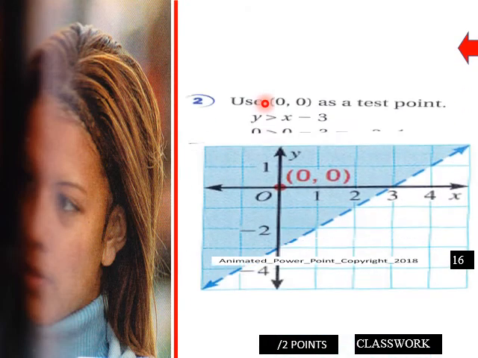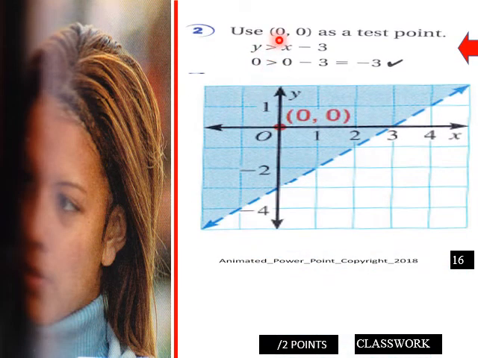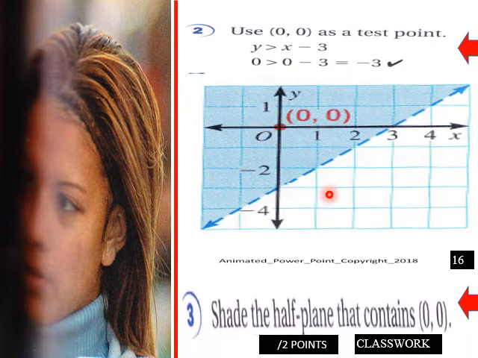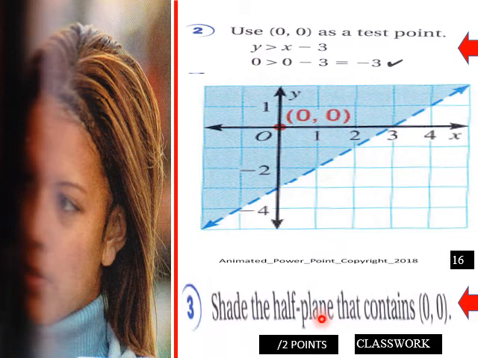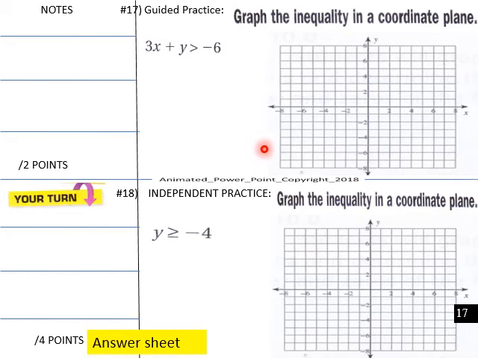Are we going to try another one? Well, let's see. Use 0, 0 as a test point. So is 0 greater than 0 minus 3, which equals negative 3? So 0 is greater than negative 3. So 0, 0 is a solution. So everything on this side of the line is a solution. Shade the half plane that contains 0, 0. That's what we've done. So let's try one now in our guided practice.